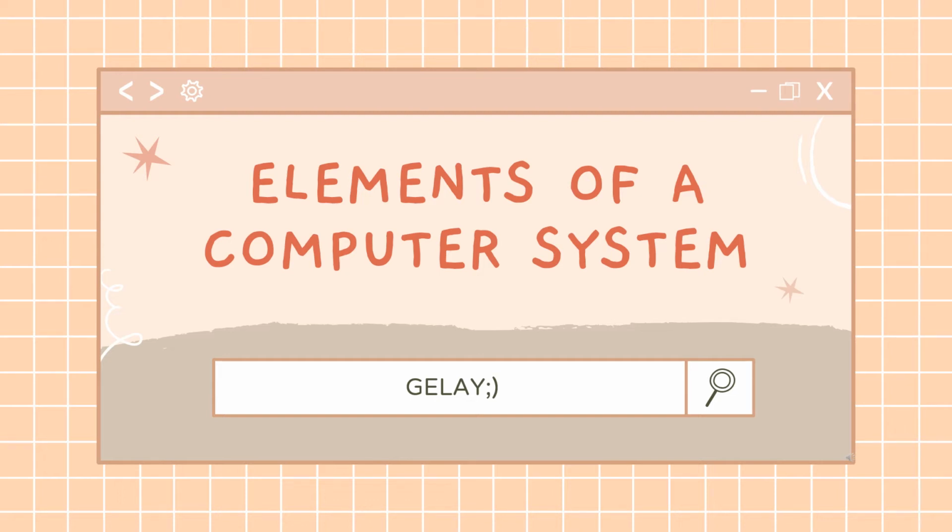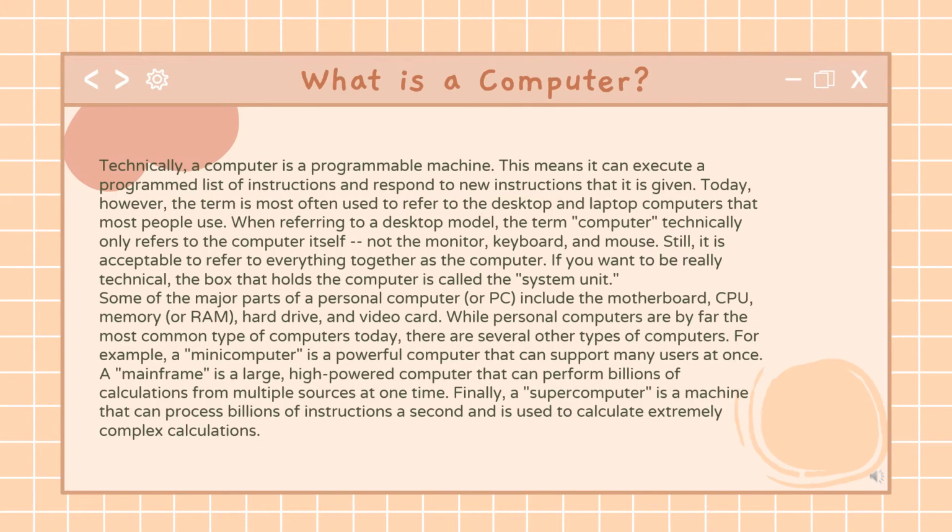So today's lesson is all about elements of a computer system. First, what is a computer? Technically, a computer is a programmable machine. This means it can execute a programmed list of instructions and respond to new instructions that are given. Today, however, the term is most often used to refer to the desktop and laptop computers that most people use.